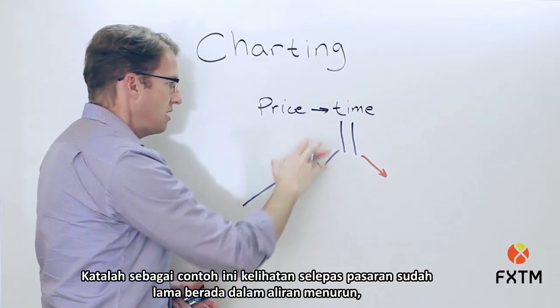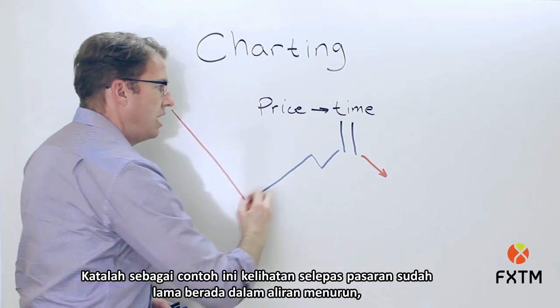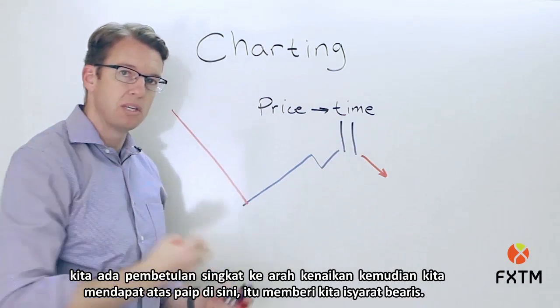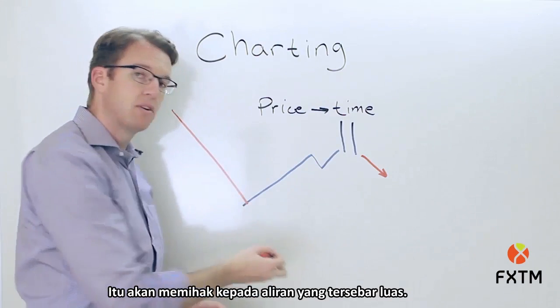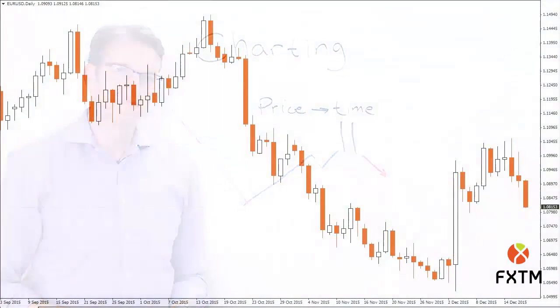So this tells us, let's say for example that this were to appear after the market had been in a long-term downtrend, we'd had a brief correction to the upside, then we get this pipe top here that would give us a bearish signal. So that would be in favor of the prevailing trend. Let's look at an example of a pipe top.